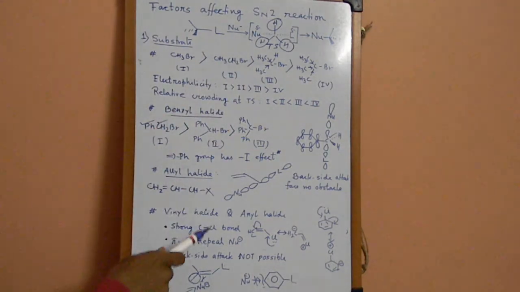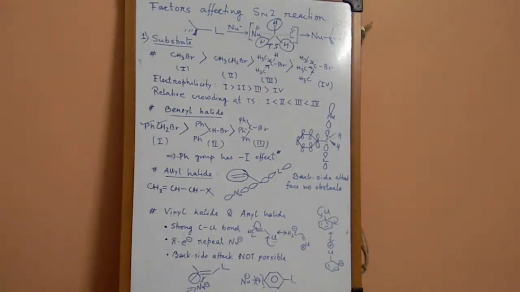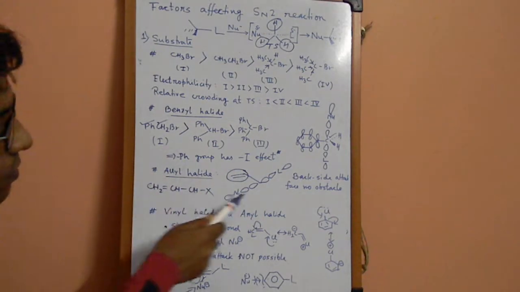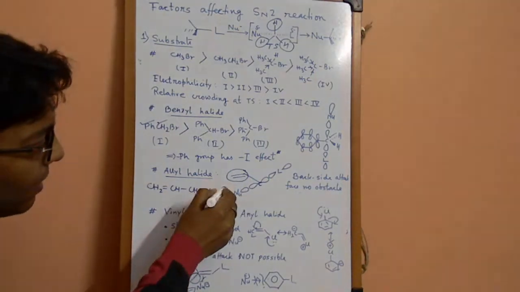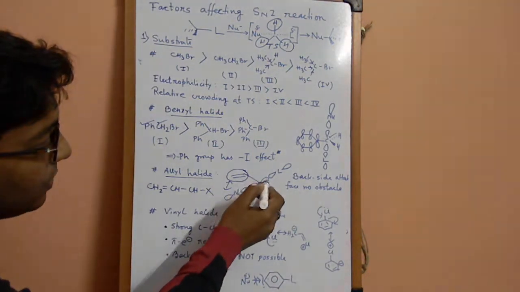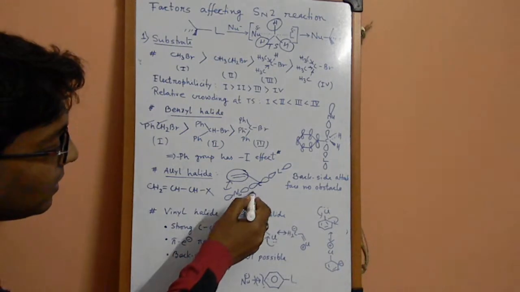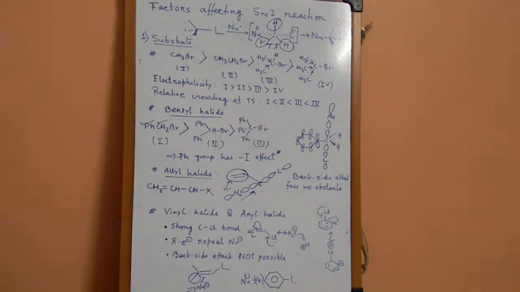If you look at this, here there will be no hindrance for the backside attack, because the double bond here, which might inhibit this new incoming nucleophile, is one carbon away from this central carbon. So the nucleophile does not have any problem with this double bonded pi electron. Also, due to this alignment of the p orbital, this nucleophile can easily attack this carbon through this p lobe interaction, and the leaving group can depart easily. And that's why an allyl halide is also a very, very good component for SN2 reaction.